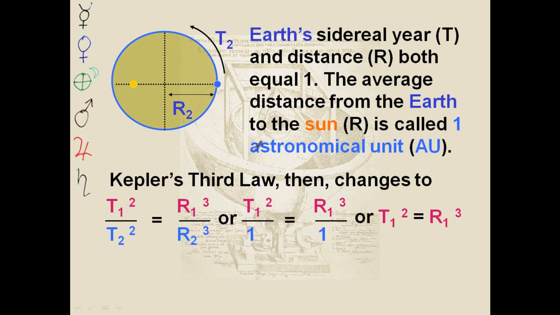So if we have T2 being our information for Earth, anything with a 2 subscript as our information for Earth, and our basis is 1, because we measure everything from the Earth because we're very egotistical, then we just end up with this guy over here for a planet. So its period squared is going to equal its radius cubed, basically.